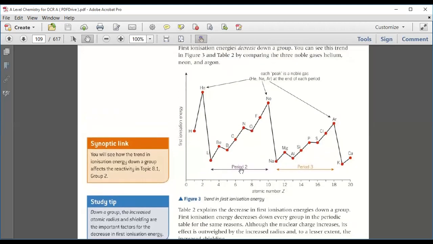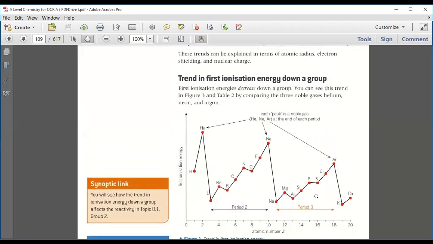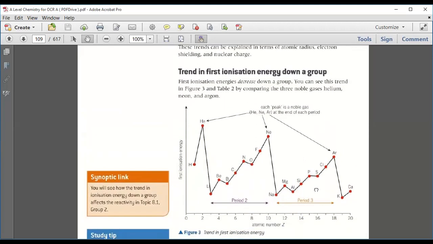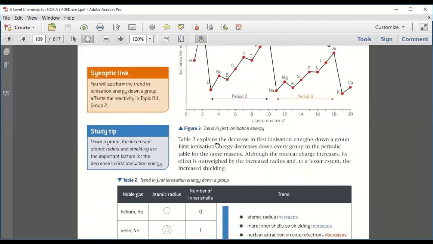So this is the trend for period 2 and period 3. Okay, so this is the first ionization energy trend down the group. Now in table 2, it explains the decrease in the first ionization energy down the group. First ionization energy decreases down the group in the periodic table for the same reasons. Although the nuclear charge increases, its effect is outweighed by the increased radius and, to a lesser extent, the increased shielding. Now what happens?